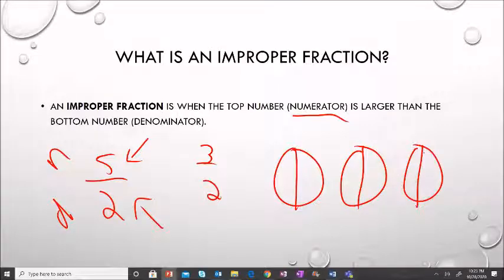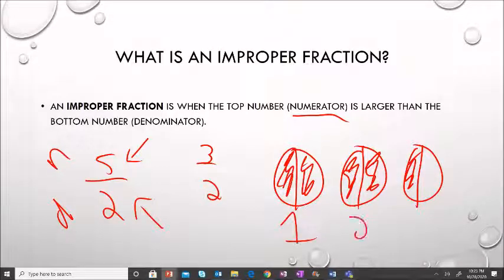Or with 2, sorry, as my denominator. And then what I would do is color in 5. 1, 2, 3, 4, 5. Okay? So now I have 1 whole here, 2 wholes here, and a half here. So my answer of 5 over 2 is 2 and 1 half. Okay? We're going to get more into this now.